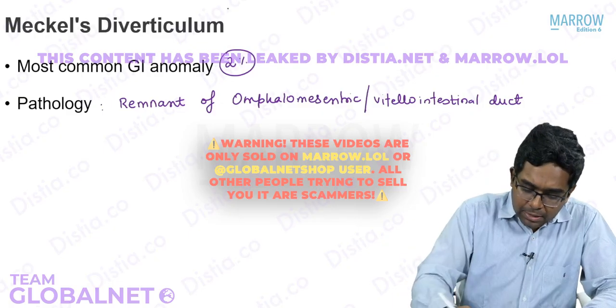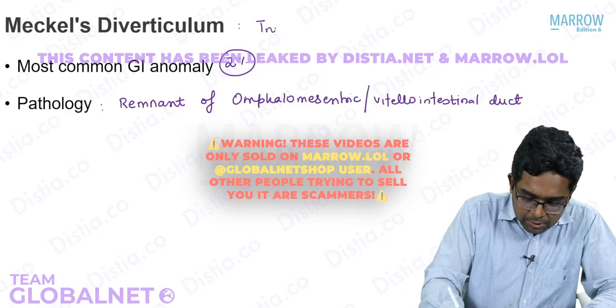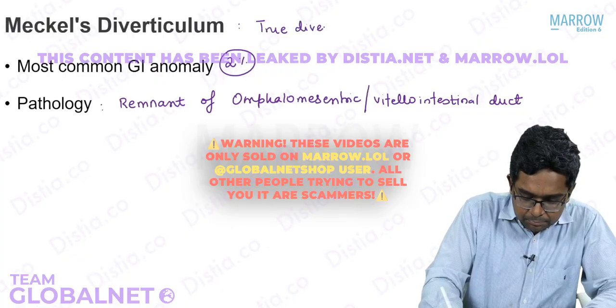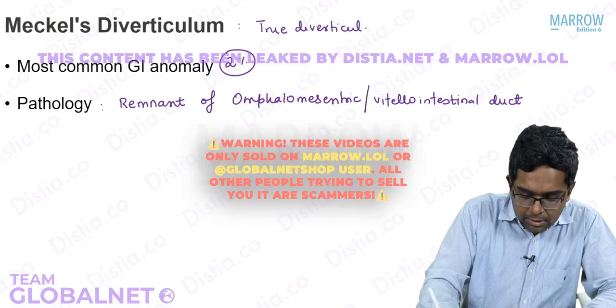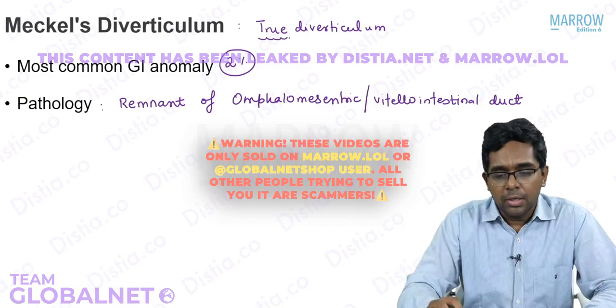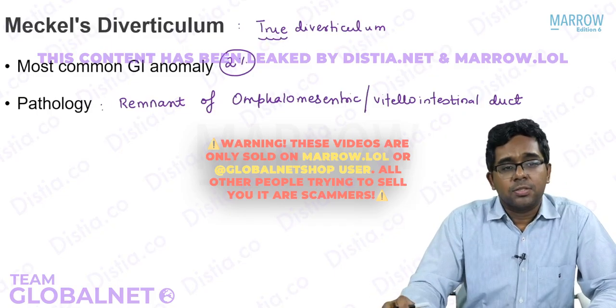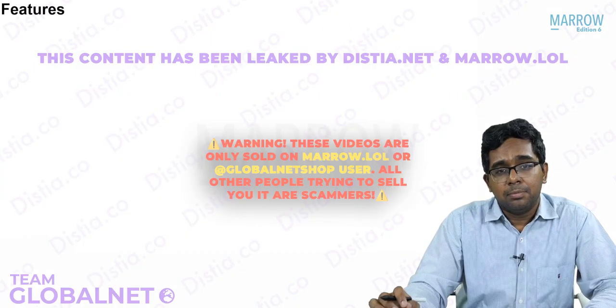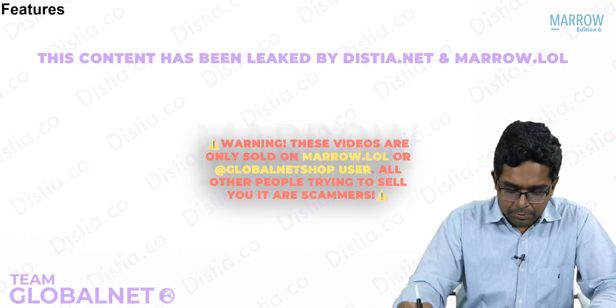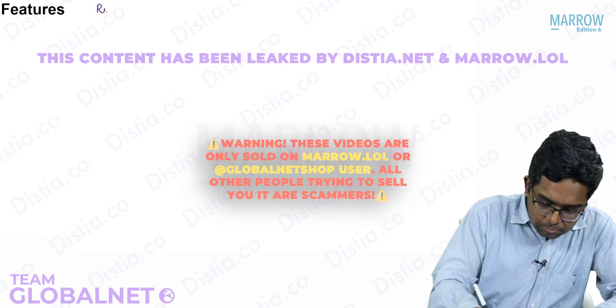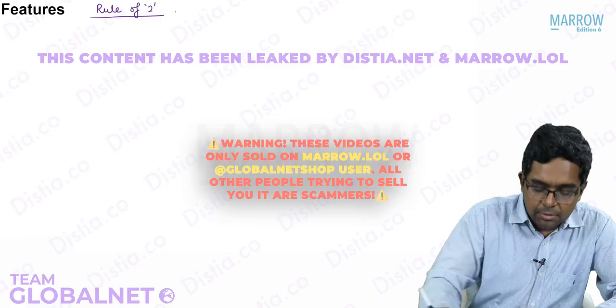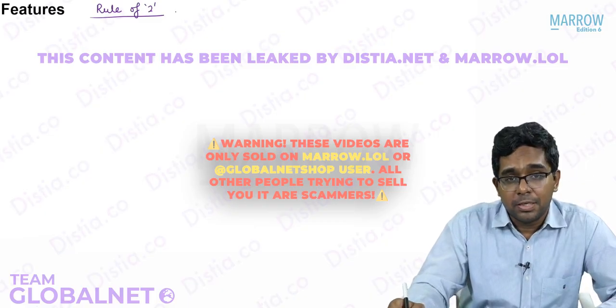Now, Meckel's diverticulum is a true diverticulum, meaning that all the layers are present. That is why it's called a true diverticulum. And some important features of Meckel's diverticulum can be remembered by the rule of 2. What is that rule of 2? I have said already that it is present in 2% of the world's population.